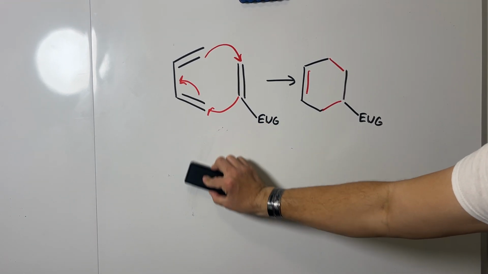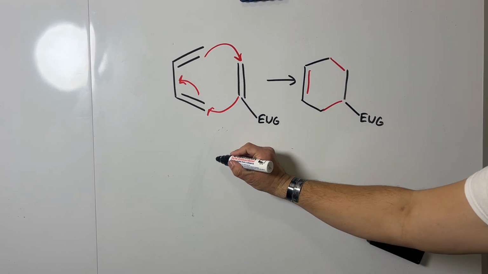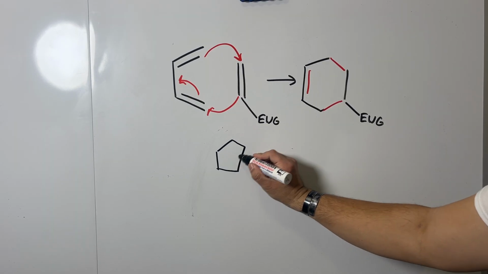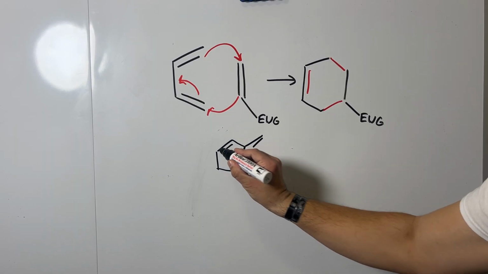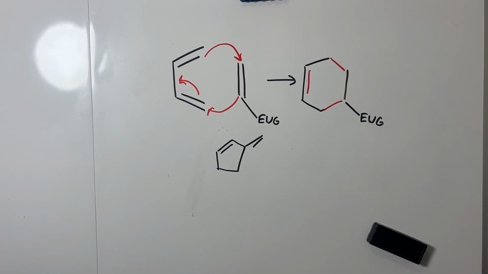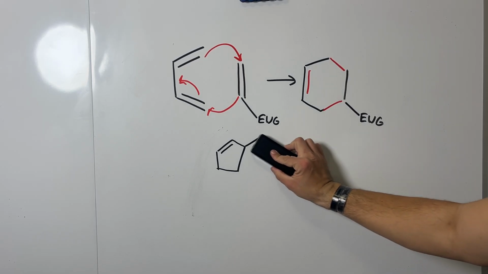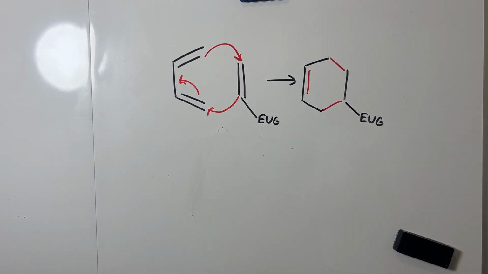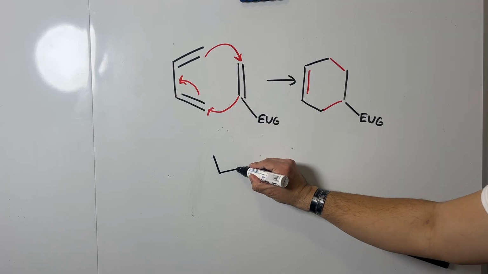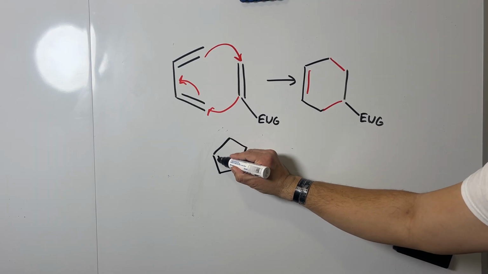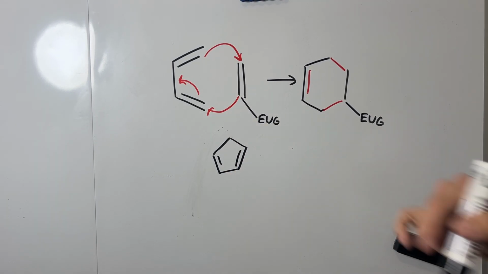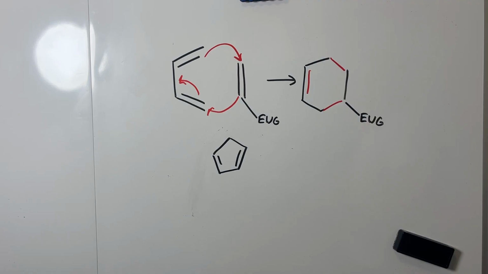However, if you have a cyclic trans diene, that's not going to react. It can't isomerize. It's locked because of the lack of rotation in the ring. And then conversely, if we have a cyclic system like cyclopentadiene, where it's locked in that cis conformation, it's even more reactive because we don't have to worry about it isomerizing.